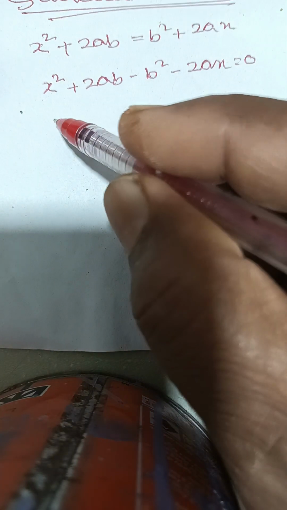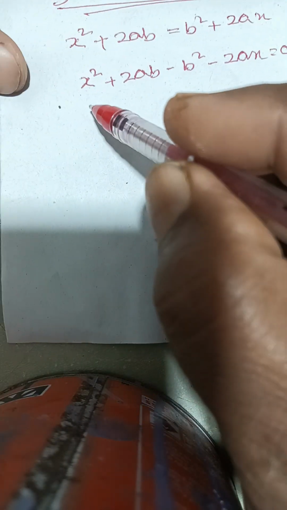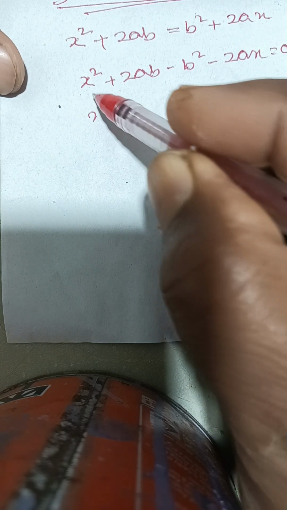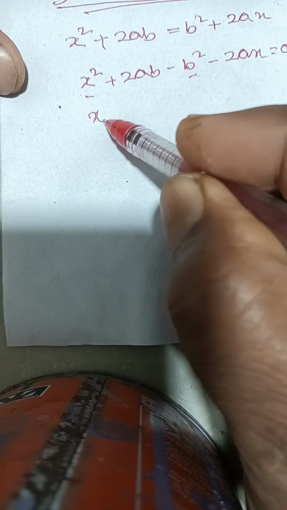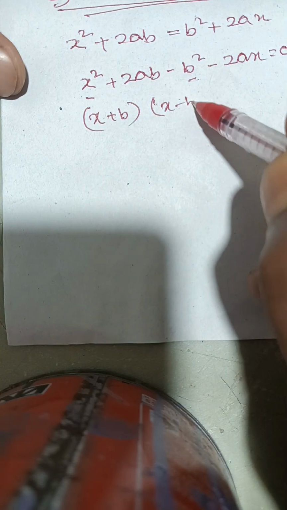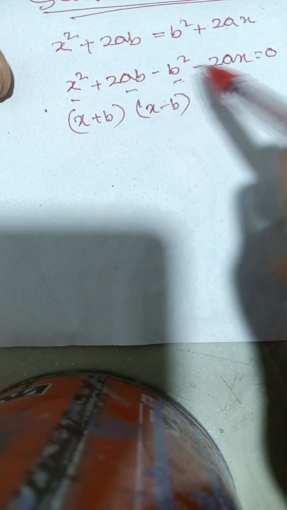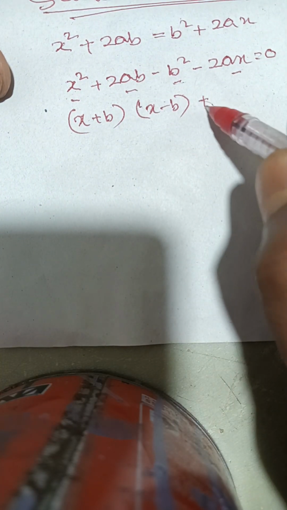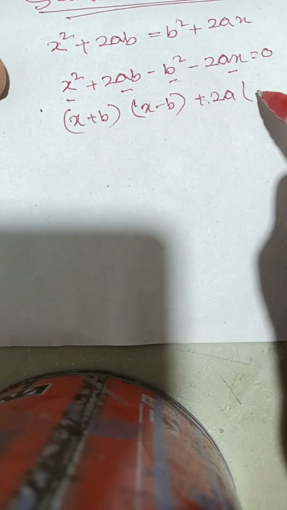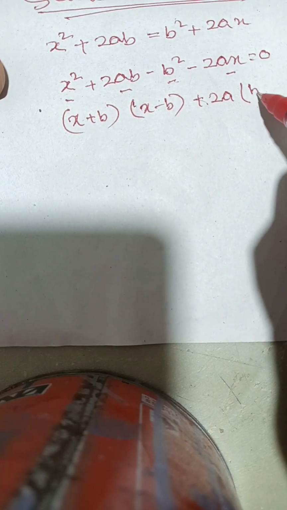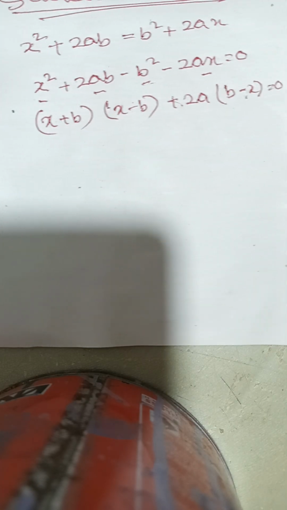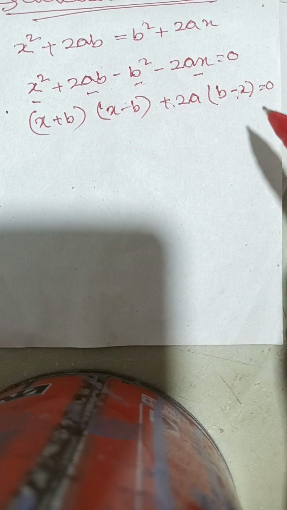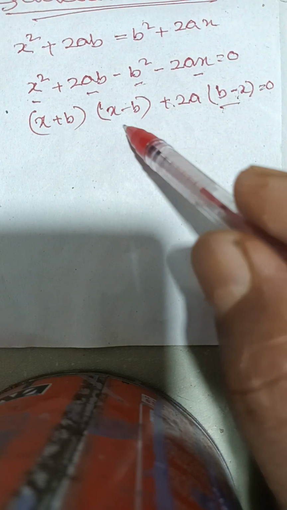So it can be written as, you see, from these two, a square minus b square, we can write a plus b into a minus b. And from these two, you can take common twice a. When you take common twice a, b remains here, and here you will get minus x equal to 0. But some problem creates here.